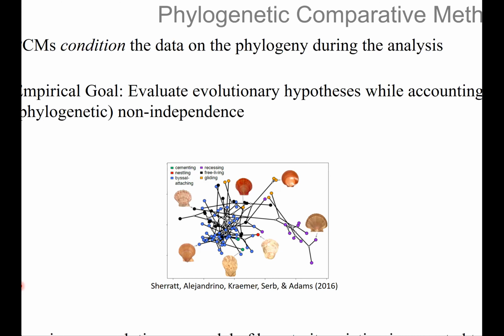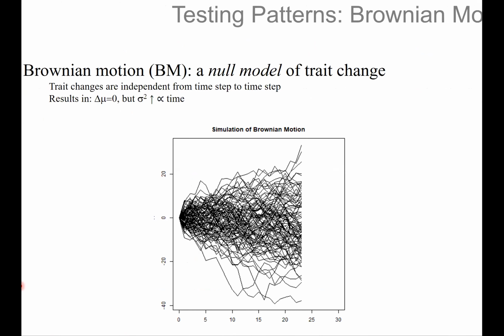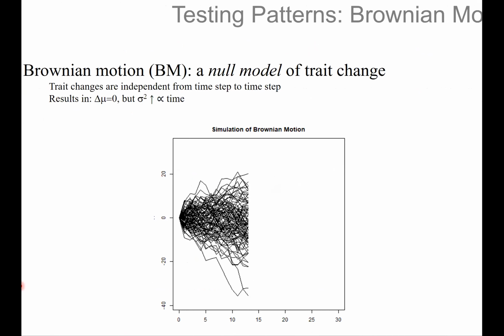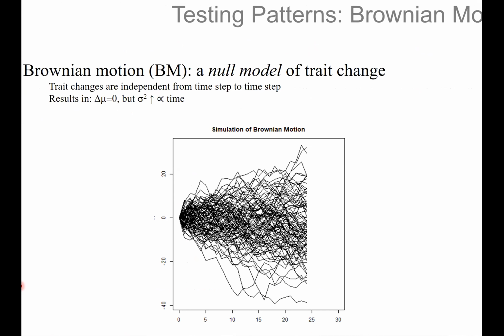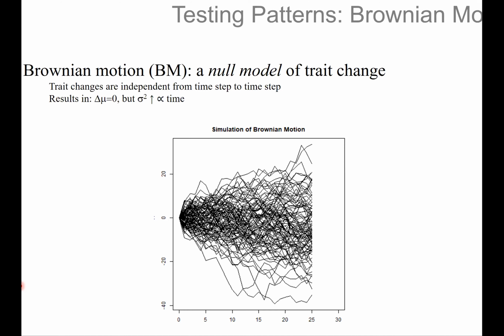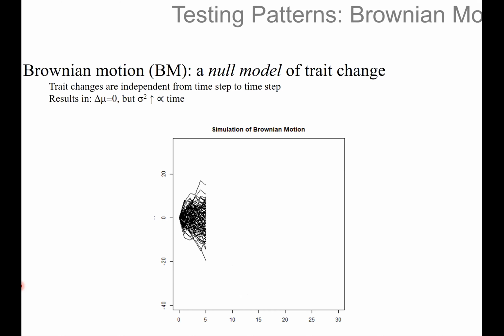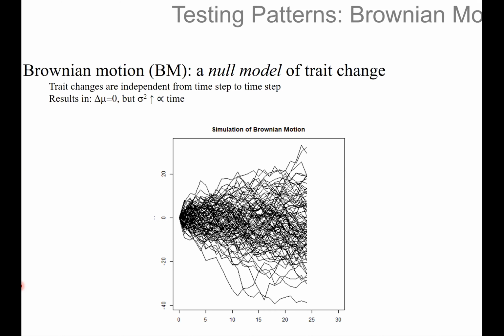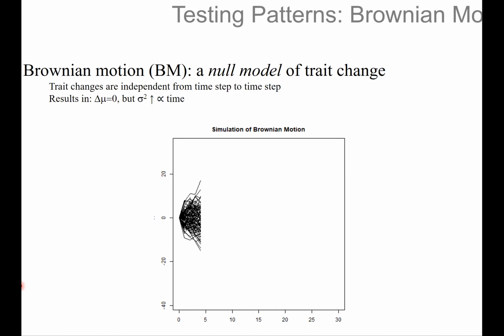So what about the null model? Well, the null model that we typically use is Brownian motion. The properties of this are illustrated visually here. What you're looking at are a whole series of evolutionary runs under Brownian motion. And what you see going from left to right is that the mean does not change, but the variance does. And in fact, the variance increases proportional with time.